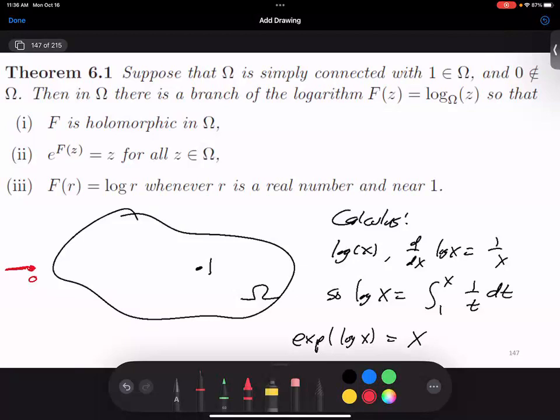Yes. The theorem says wherever r is a real number and near one, why do we need the near one and how near?